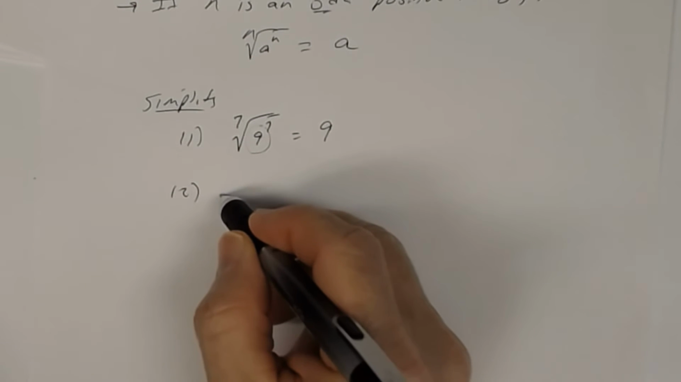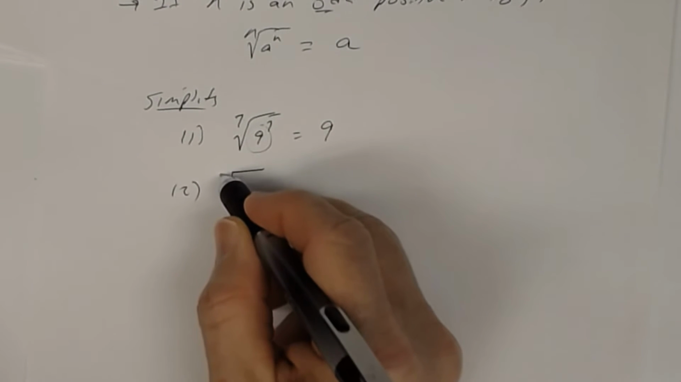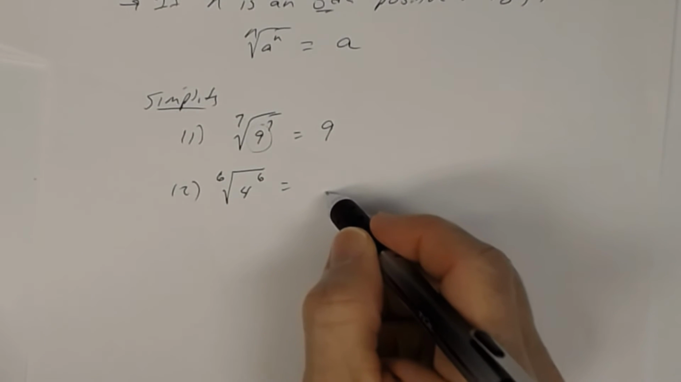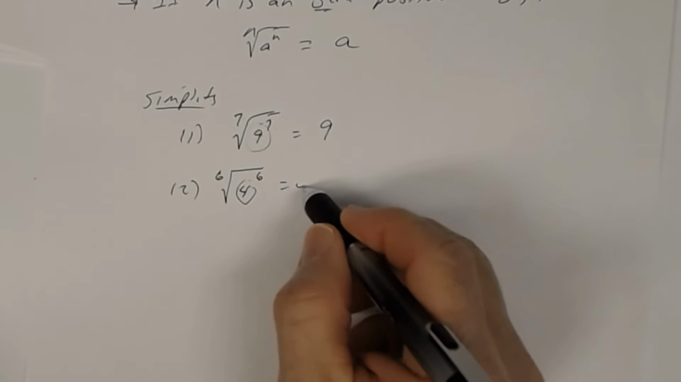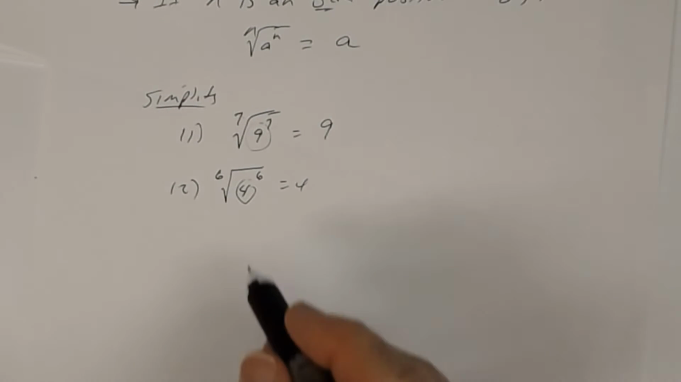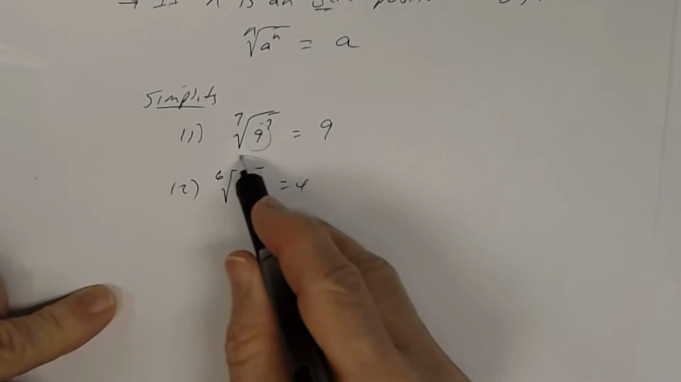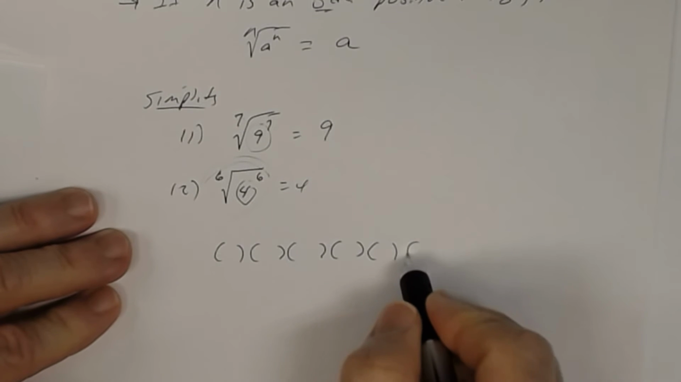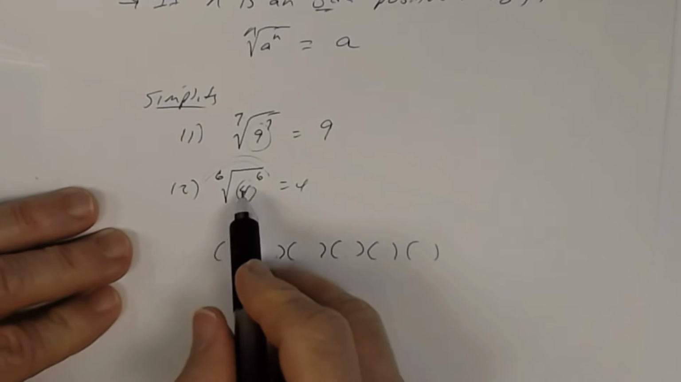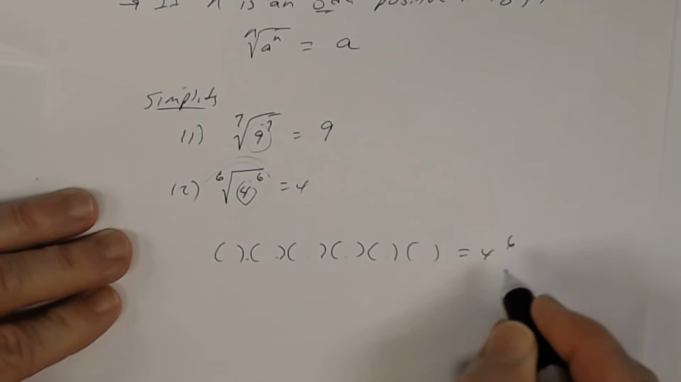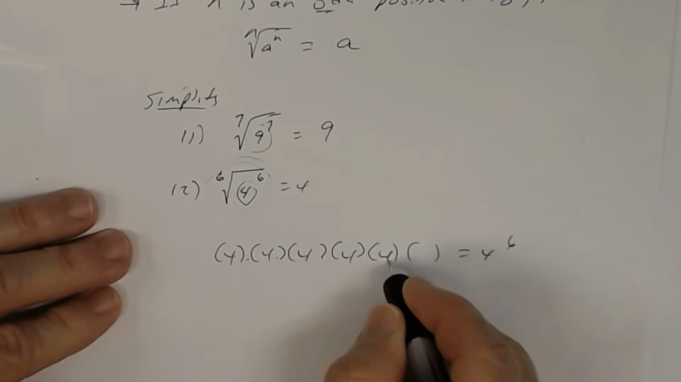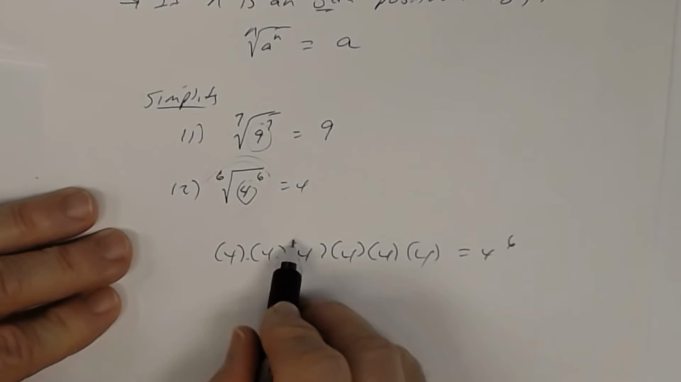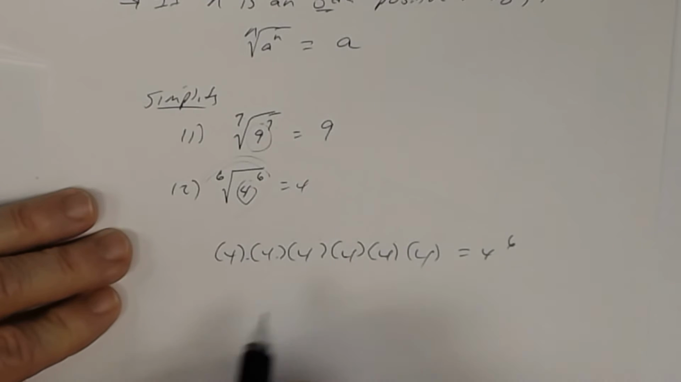Number 12, if you have the 6th root of 4 to the 6th power, what do you think the answer is? It's just 4. And you know that's true. Come on, think about this. You know that's true because this whole thing right here means what times itself six times is 4 to the 6th. Well, 4. Because 4 to the first, remember, you multiply like bases, you add exponents. 1 plus 1 plus 1 plus 1 plus 1 plus 1 is 6.